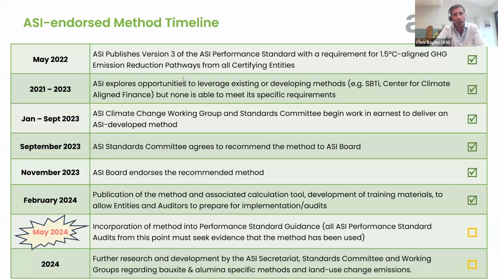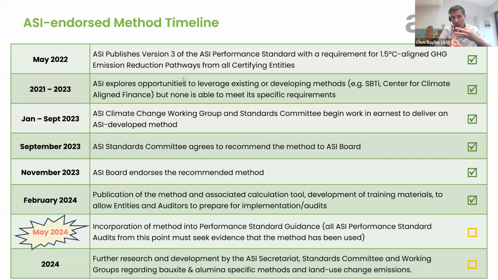In terms of the timeline, where are we now? Well, as I said before, we published the version 3 of the performance standard in mid-2022. And over the last few years, we've been exploring opportunities to use external methods, third-party methods, science-based targets, initiatives, etc., and to draw those into ASI for endorsement. Now, what we found was that they were either not 1.5 aligned, they didn't include all direct and indirect emissions, or they were not applicable to all entities along the value chain.